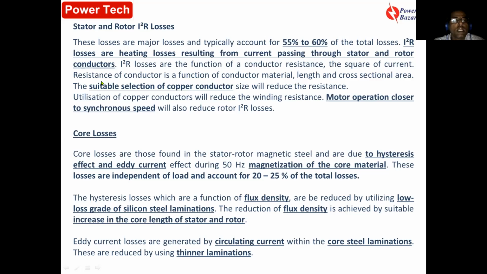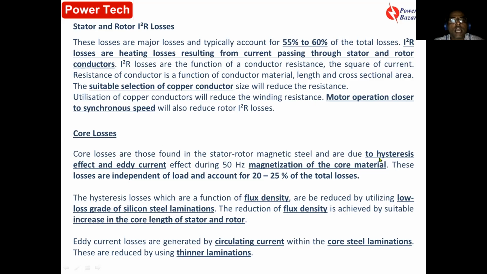So if you reduce the resistances, then automatically your I square R loss will reduce. So suitable selection of copper conductors will also reduce I square R loss. Now, motor operation closer to synchronous speed, because if the slip is there, then it will lead to higher rotor I square R loss. So if your motor operates closer to synchronous speed, then your slip will be reduced, which will reduce your rotor I square R loss.